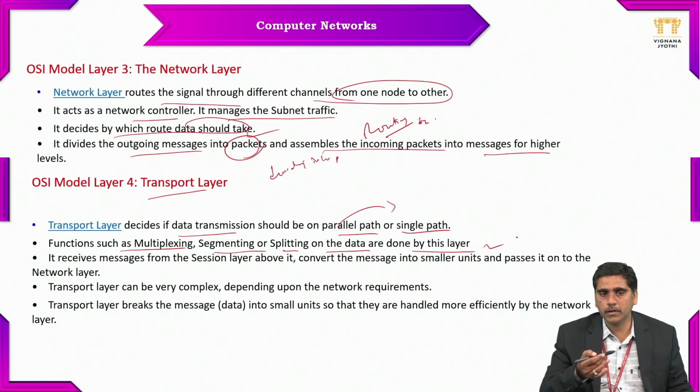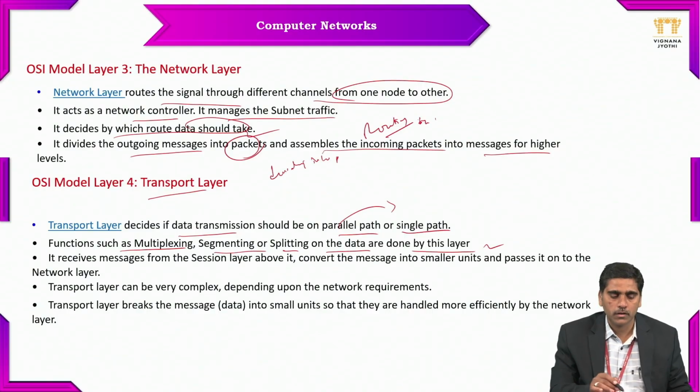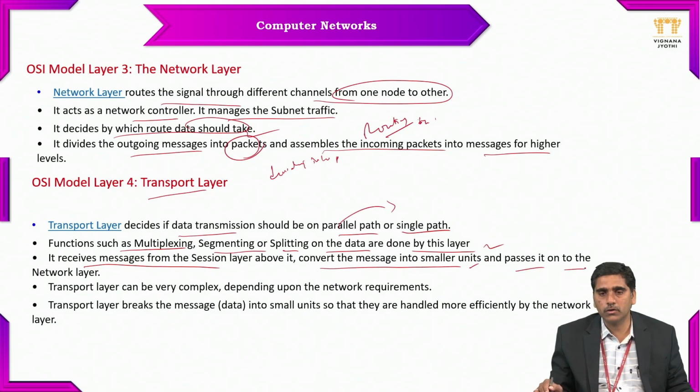So multiplexing is combining all of them into a single one, and segmentation is doing the same for dividing, splitting one into a number of units. The transport layer receives messages from the session layer above it, converts the message into smaller units, and passes it on to the network layer. So you transfer all the data into the network layer.